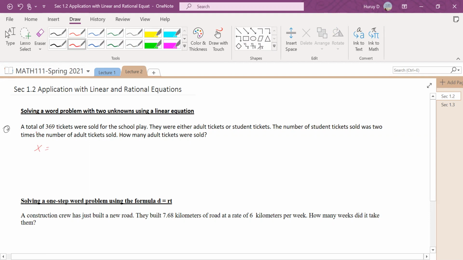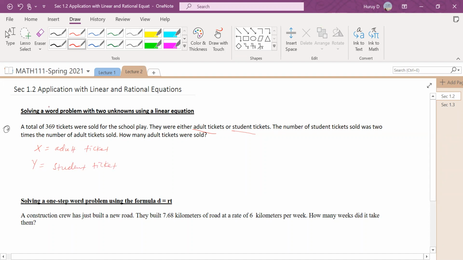Now this one says a total of 369 tickets were sold for the school play. They were either adult tickets or student tickets. So we have 2 types of tickets. Let's call x the adult tickets, and the other one, let's call it y.